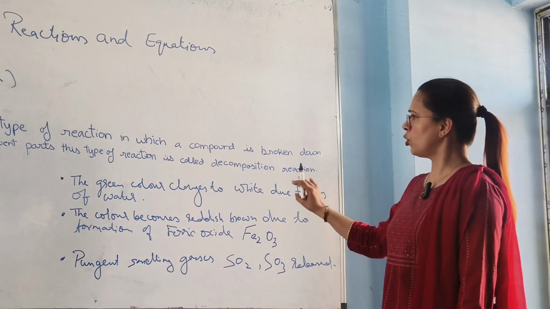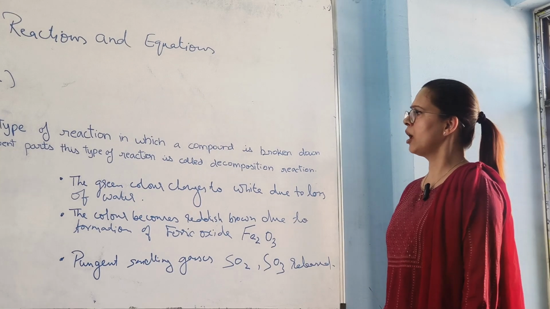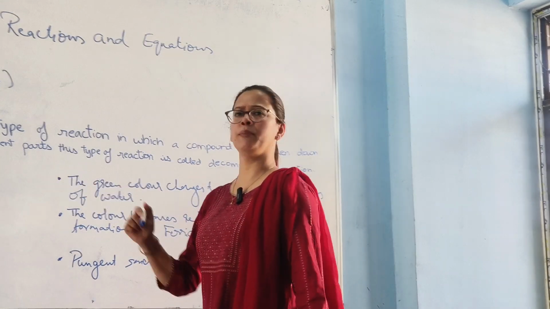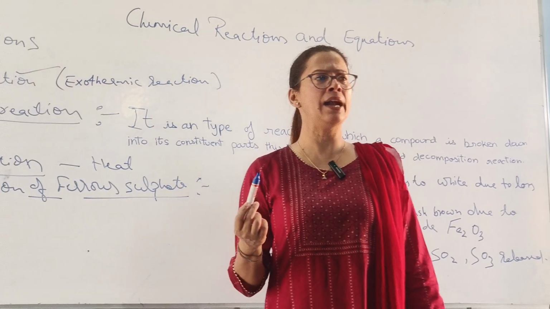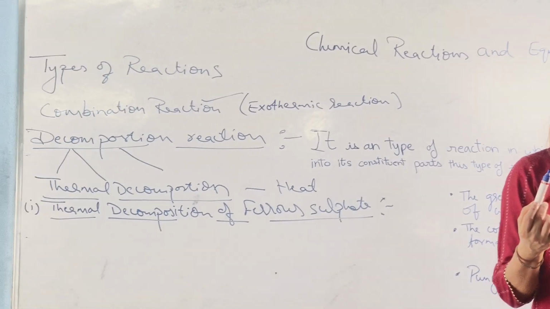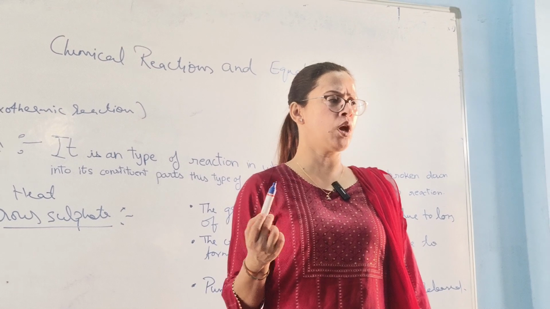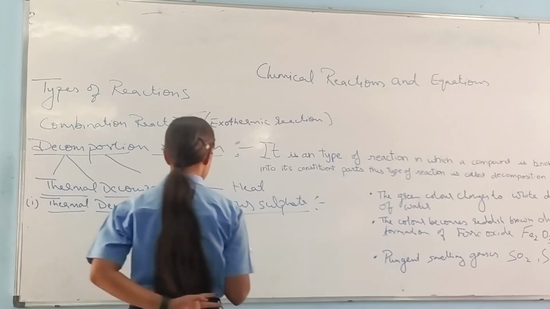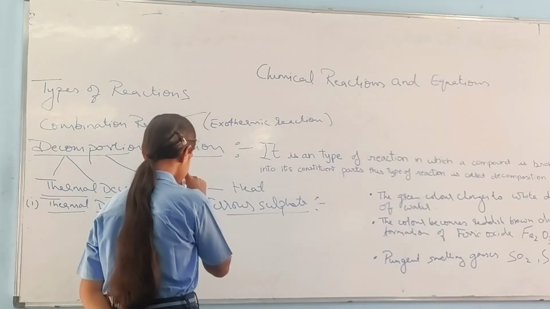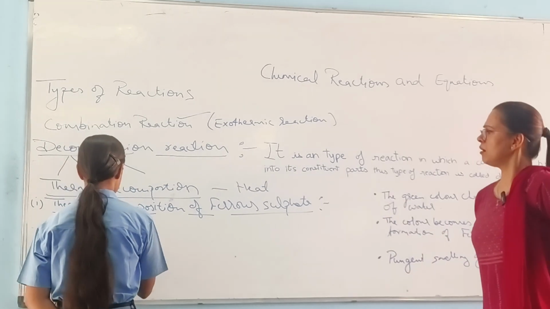Now, after knowing the observations, you can write the chemical equation, and for that, as always, I want Dhani to come on the board. We are heating ferrous sulfate. Write a chemical equation for that.